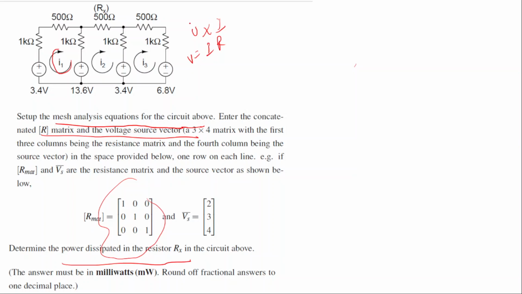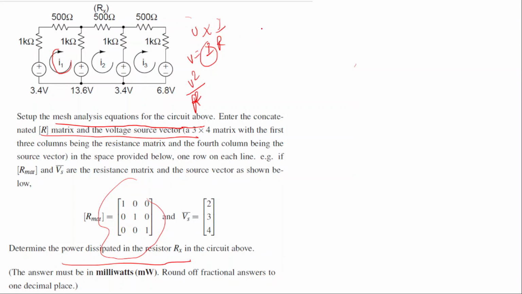So if we replace I with V by R, the power will be equal to V squared by R. So if we get the current or voltage across the resistor, we can get the power. Our basic idea in this problem is to find the current, because here we assume the current in each mesh as an independent variable. So we need to find the values of I1, I2 and I3.